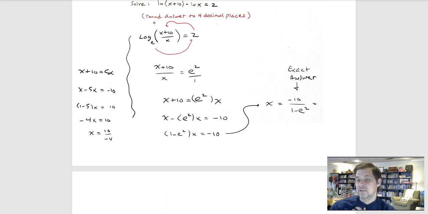My instructions that I gave for the sake of this example were to round the answer to 4 decimal places. So let's see it. Negative 10 divided by 1 minus e squared. And your calculator will have this ability, if it's a scientific calculator, to do calculations with the number e. If you're not sure how that's done, that's something you should ask about. Anyway, so I get 1.5652.